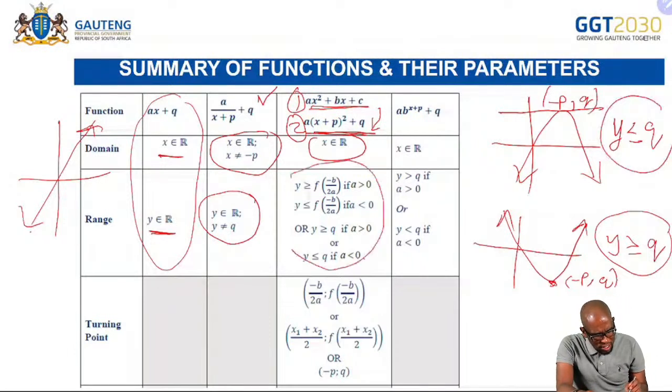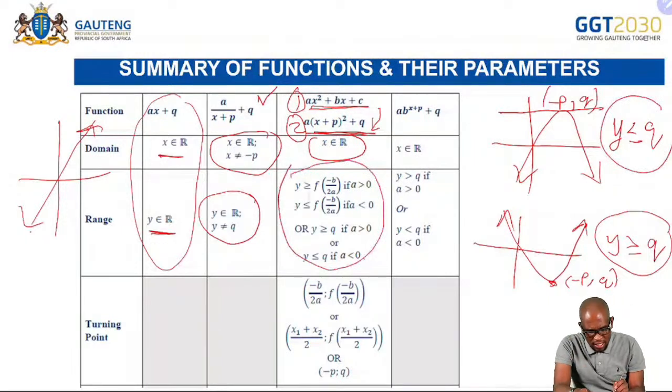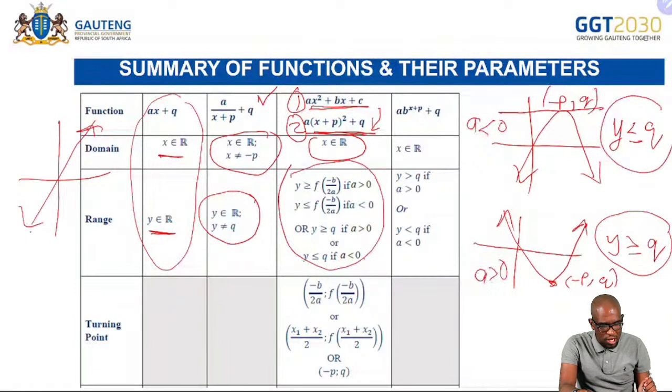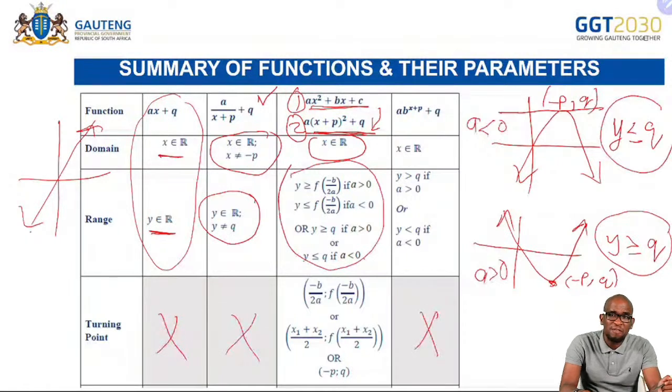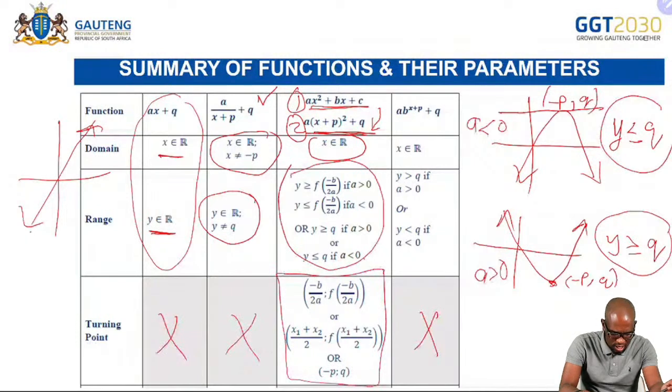That's what we wanted to explain there: it will be like this, provided the shape. You see here, a is less than 0, and here a is greater than 0. So your range will depend on the value of a, because it depends on the shape of the function. Now, a straight line, a hyperbolic function and an exponential function do not have a turning point. It is only the quadratic function that has a turning point.